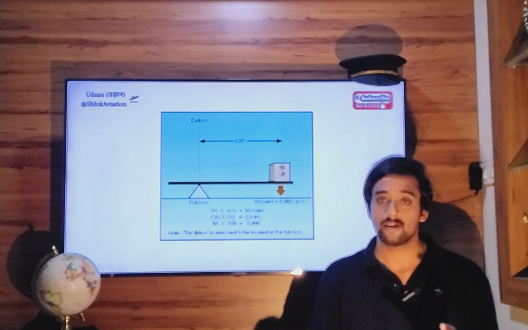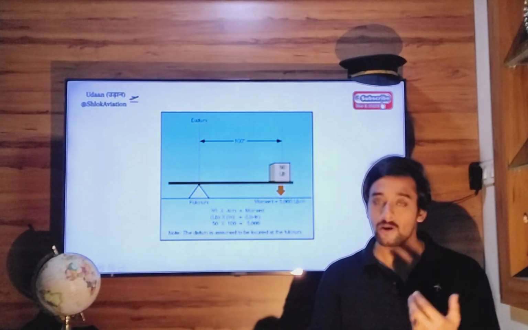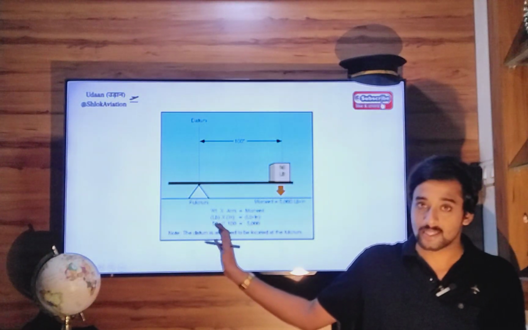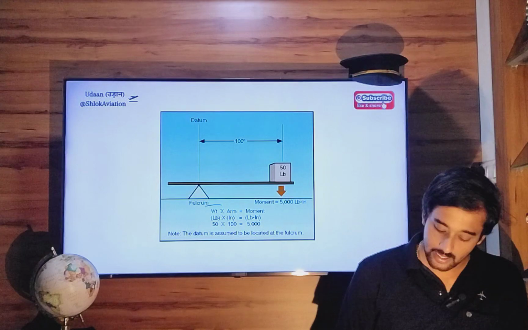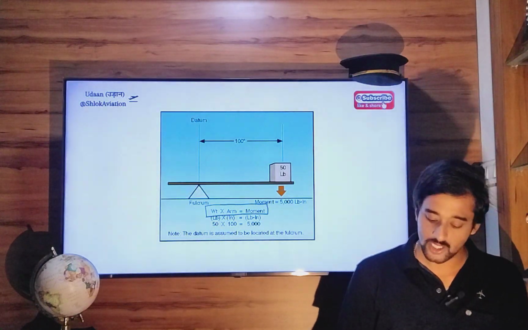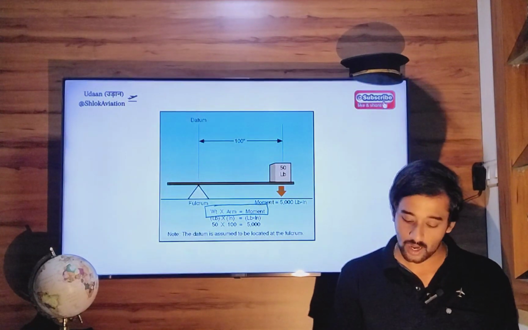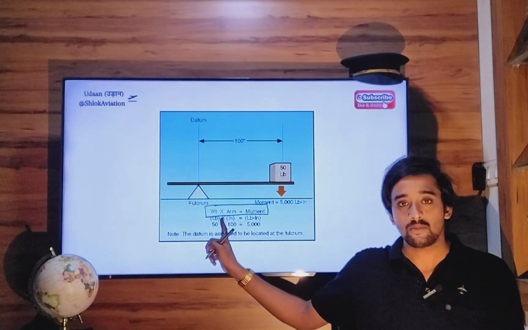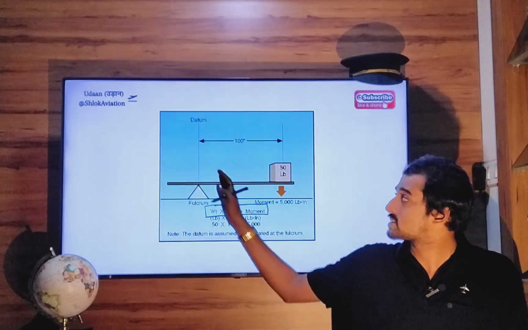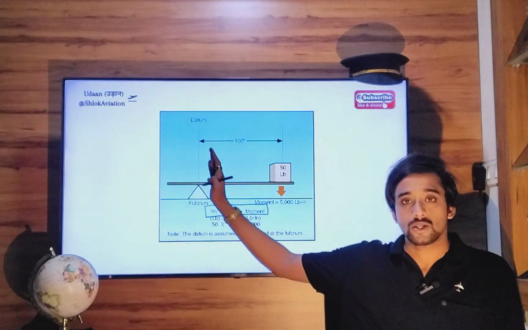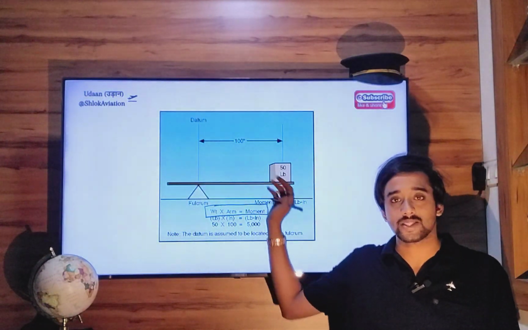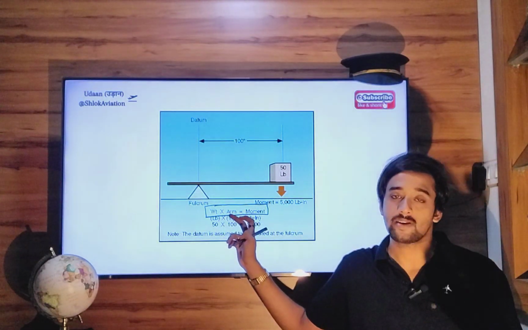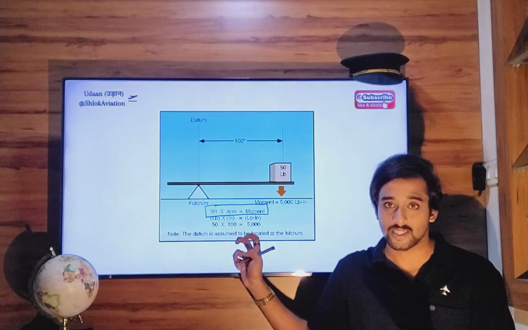It's very important for every cross-country flight. If you have already flown, you must be aware of this concept. So the formula is this: weight into arm equals moment. Okay, weight into arm equals moment. Now here the weight is the weight of that object. Arm is the distance from the datum. For example, this is the datum in this case. So at what distance from this datum is this object situated? This arm is nothing but your center of gravity position in terms of distance.